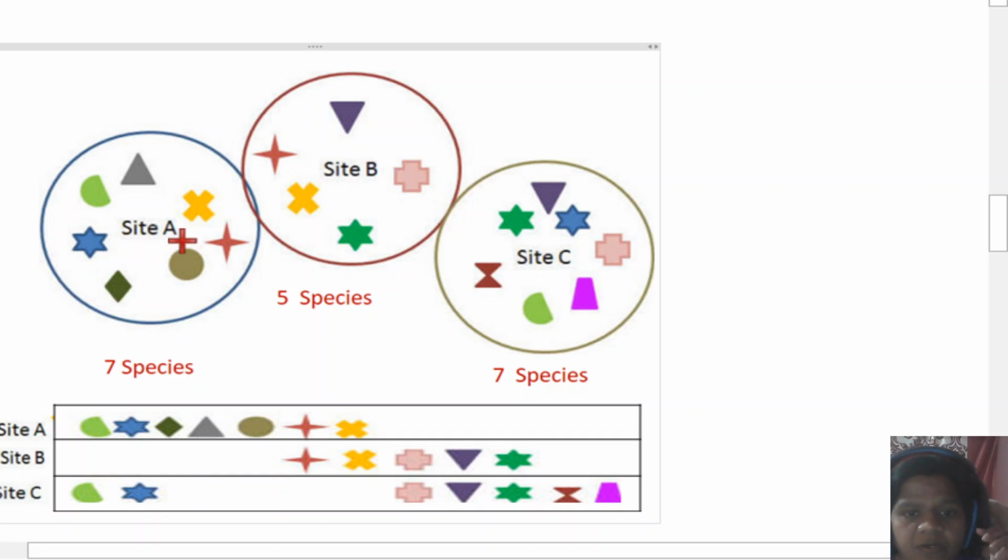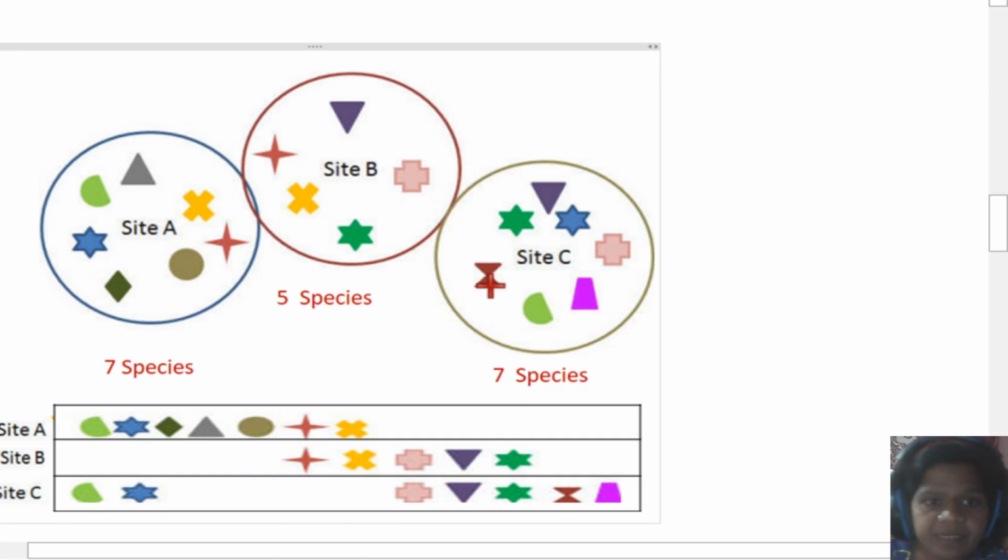All the different figures that you see inside are species, for our understanding as an example. Site A has 7 different species: 1, 2, 3, 4, 5, 6, 7. So the alpha diversity is 7, because you have 7 different species in this area. For B, you can count and there are 5. In the same way for C it is 7. That is the alpha diversity.